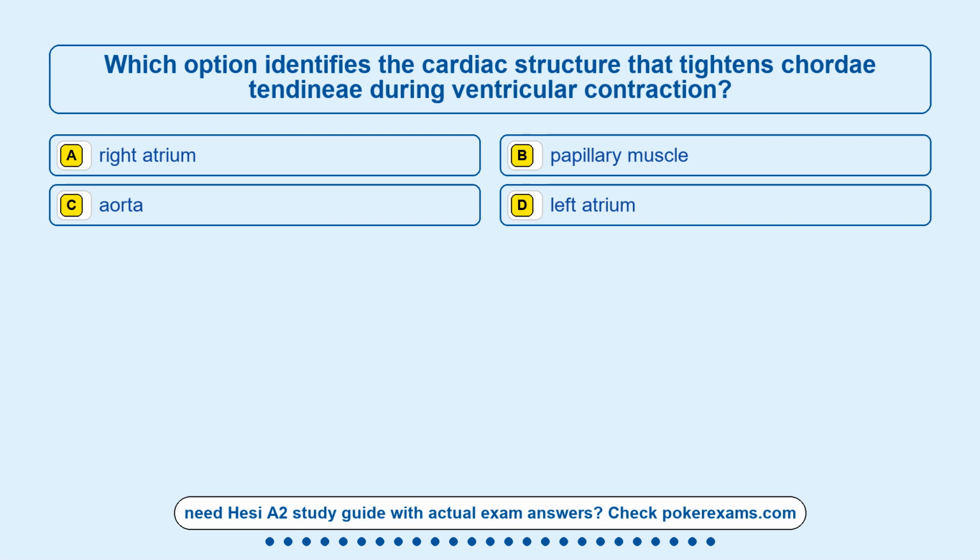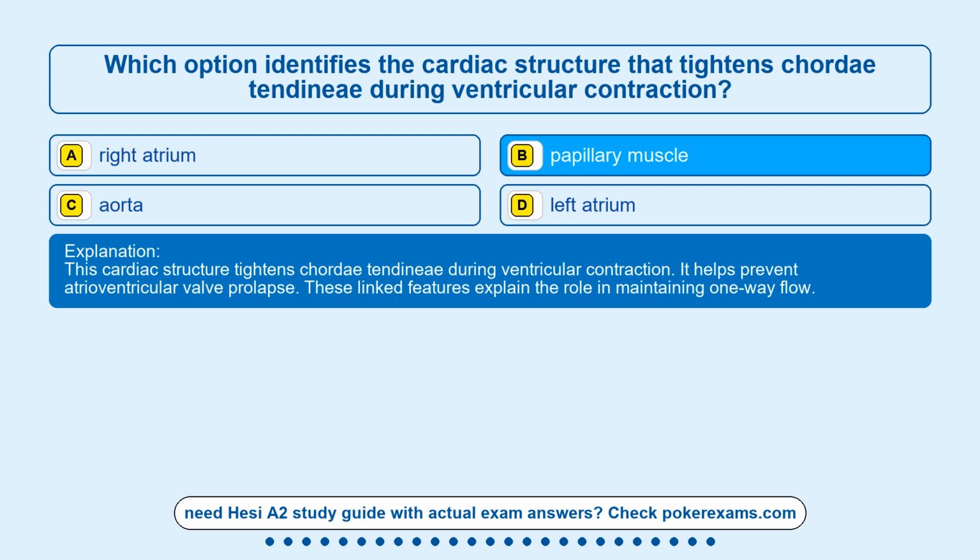Question 18. Which option identifies the cardiac structure that tightens chordae tendineae during ventricular contraction? Option A, right atrium. Option B, papillary muscle. Option C, aorta. Option D, left atrium. The correct answer is option B, papillary muscle. This cardiac structure tightens chordae tendineae during ventricular contraction. It helps prevent atrioventricular valve prolapse. These linked features explain the role in maintaining 1-way flow.